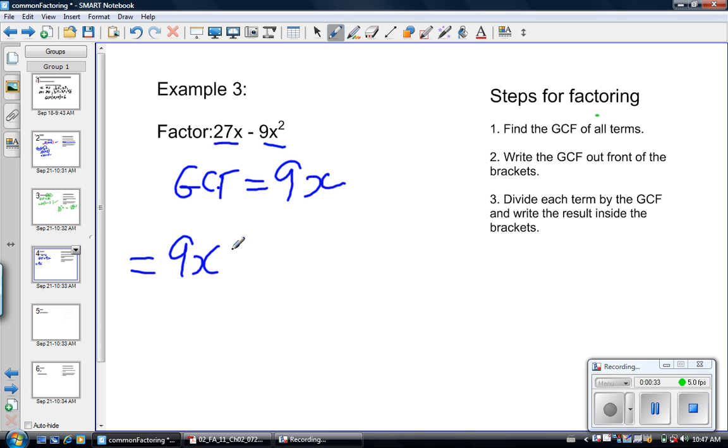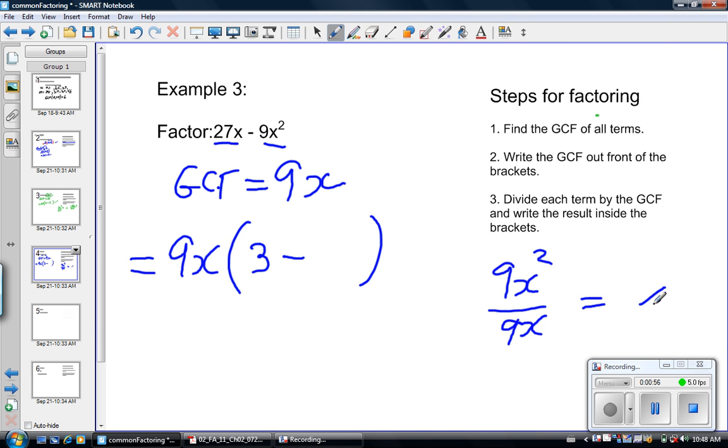So let's write it out front, and then we've got to fill inside the brackets. Remember, there are two terms here, so there should be two terms in the bracket. So we're going to divide 27x by 9x, and we're going to get 3. And then we're going to divide 9x squared by 9x. x squared divided by x is going to be x, and 9 divided by 9 is 1, so 1x, or just an x. So we're going to put x. So the factored form is 9x times 3 minus x.